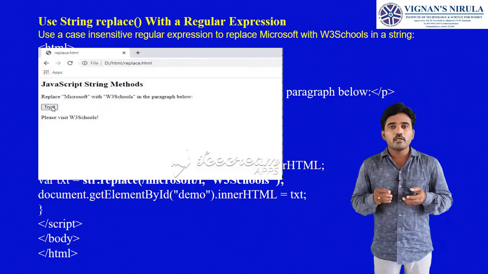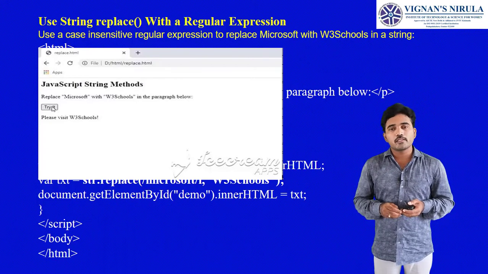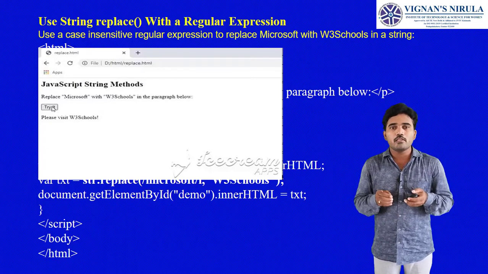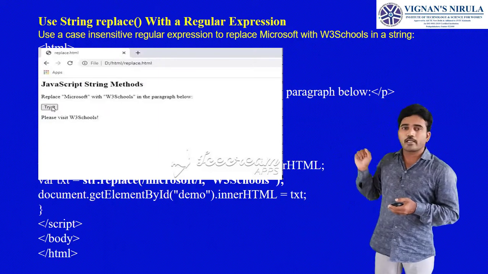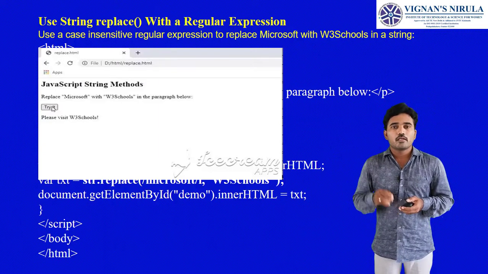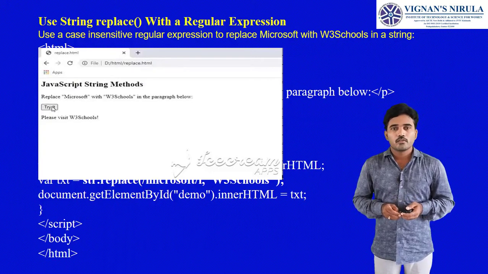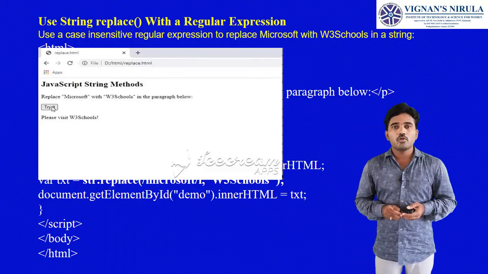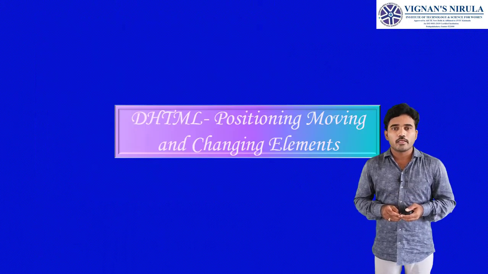So see here, whenever you click on that try it button, the content you have is please visit Microsoft. Then whenever you have clicked on that button, that is try it, immediately that Microsoft word is replaced by W3Schools. Understood? So that is all about the replace method with a regular expression.